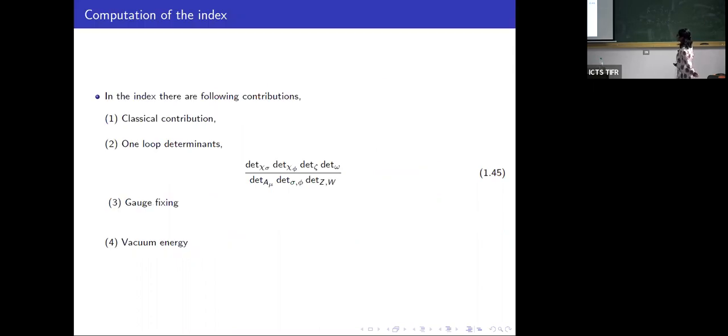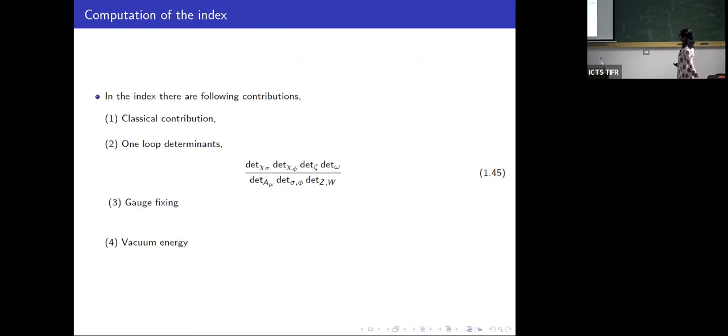Okay. So the path integral basically contains these four quantities. First one is a classical contribution, and then there are one loop determinants which come from various component fields. The fermions are sitting in the numerator, and the denominator has all the bosonic fields of the theory. And there will be a gauge fixing term, and there will be a vacuum energy term, which can be thought of as a zero-point energy contribution in the path integral.